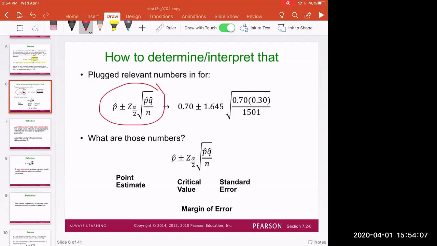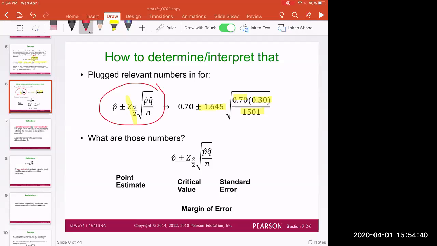Notice I started with a 0.7 for p hat, so that was that sample proportion, plus or minus a 1.645, which is where the z sub alpha over 2 was. Now that's called the critical value. And then just plugging in 0.7 for p hat again inside the square root, and calculating 0.3 for q hat, and then plugging in 1,501 for the sample size, all of that inside the square root. Now I just evaluated that, and that's how I got my confidence interval answers.